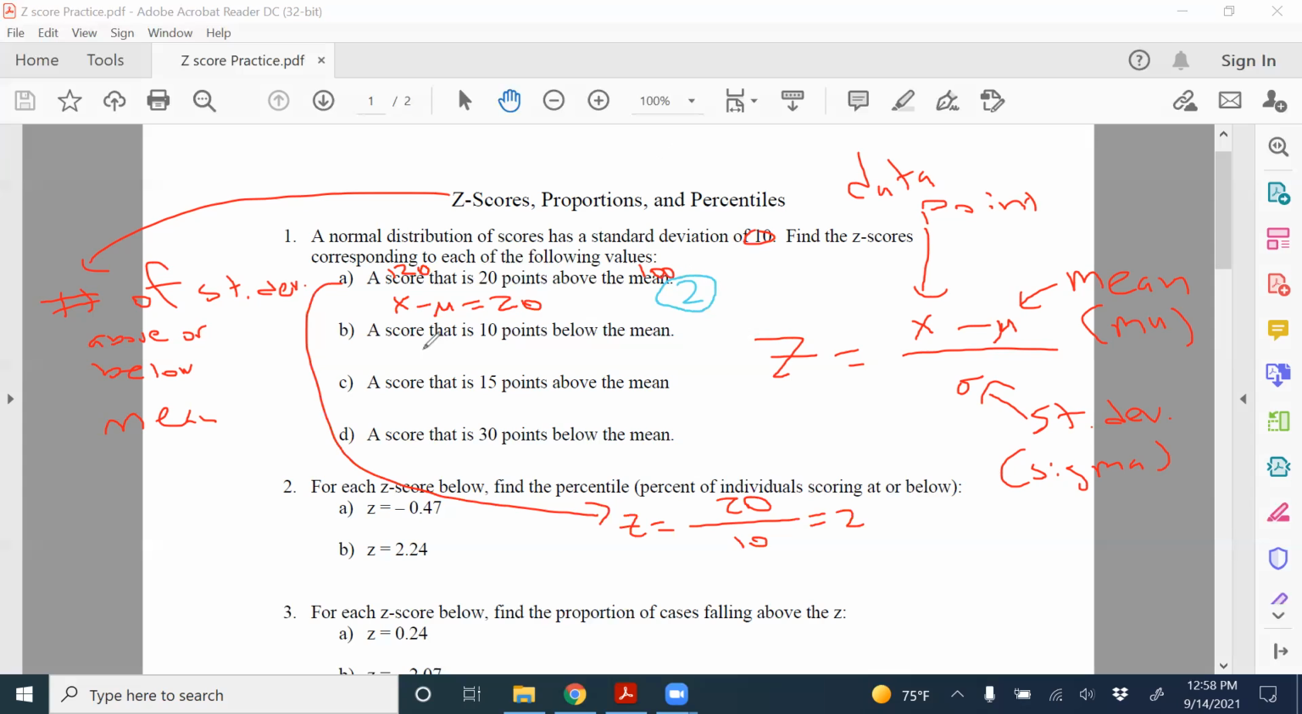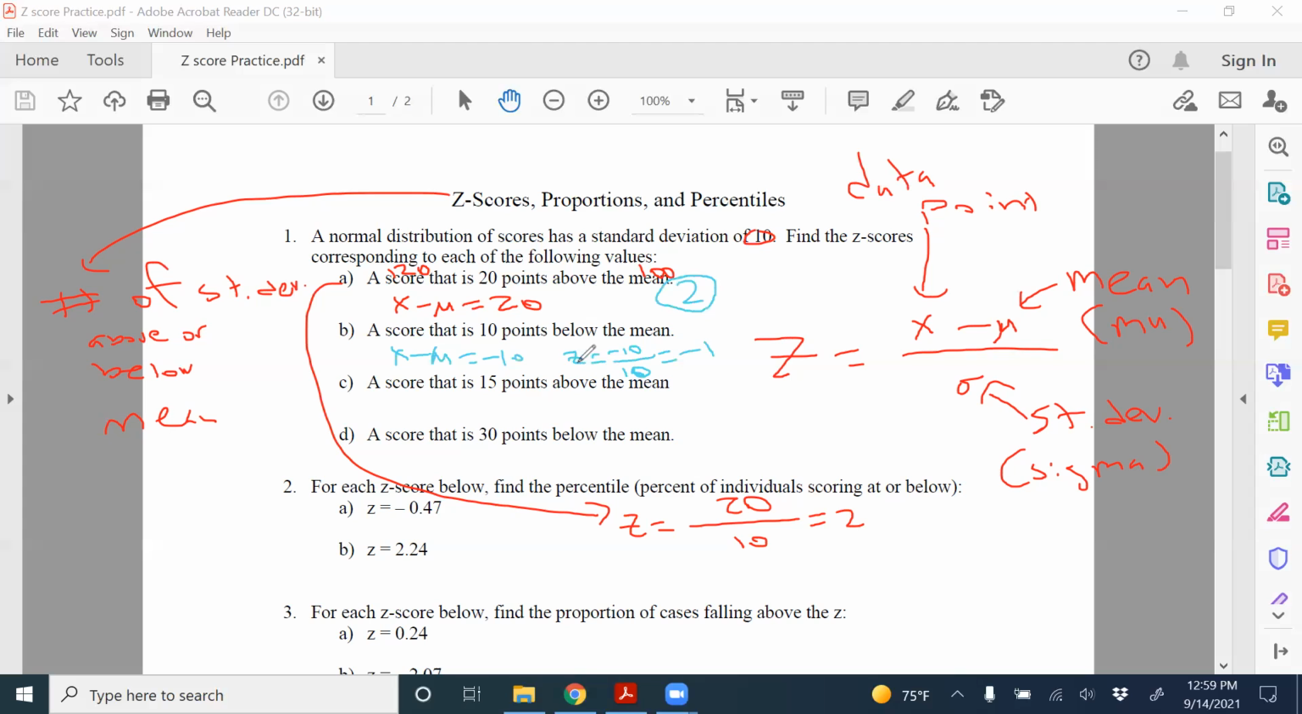So you're going to do the same for the other ones. Like for part B, you're 10 points below the mean. So that means that x minus mu is negative 10. So your z-score is going to be negative 10 over 10, or negative 1. So I think you kind of get the idea of how to do C and D now.